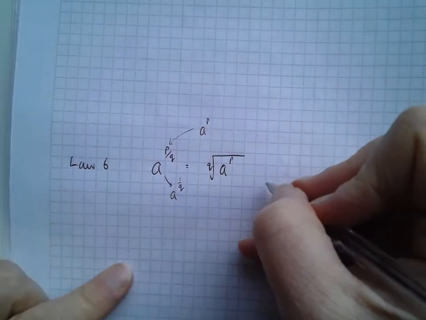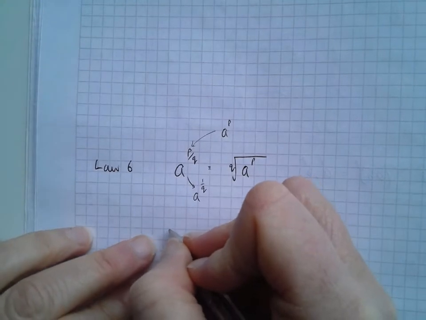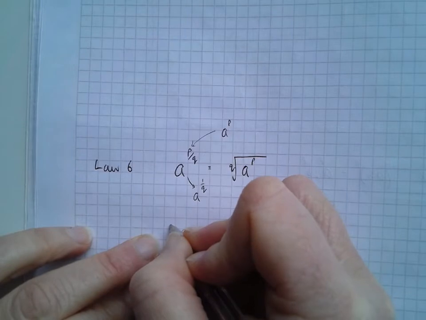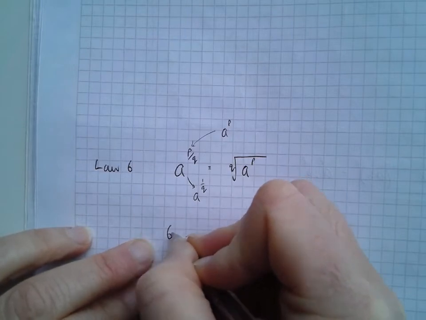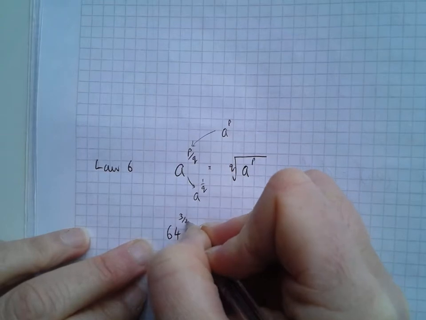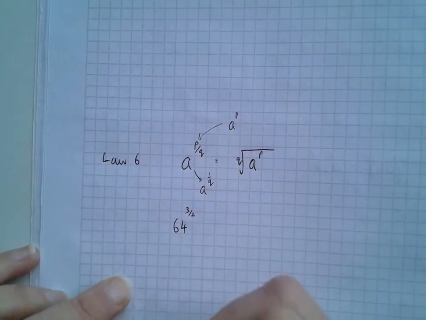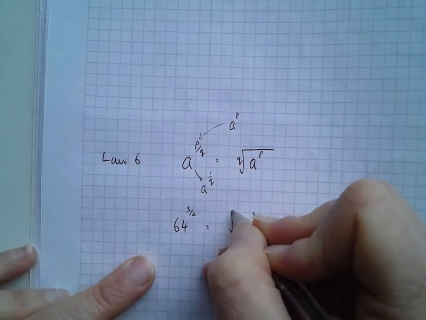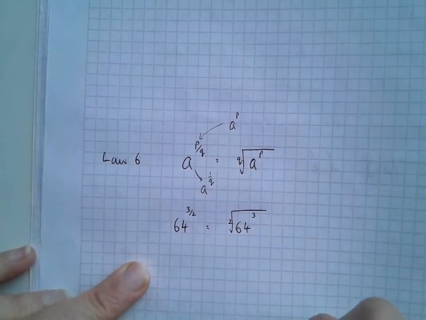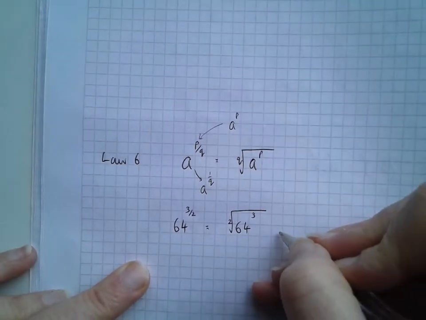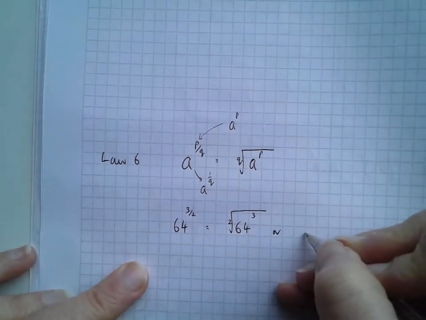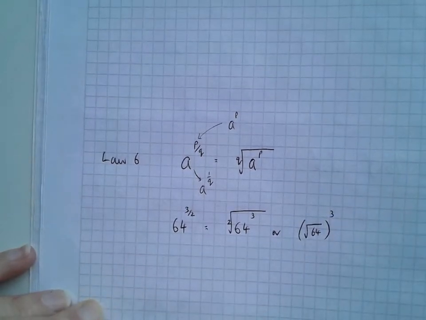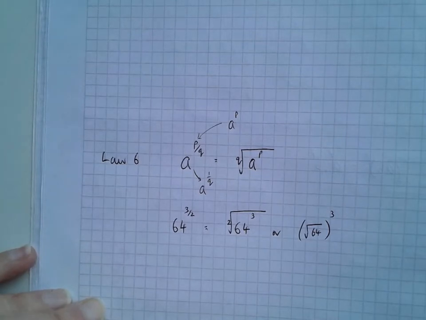So for example, with a number, I might have something like 64 to the power of 3 over 2. And what that means is it's 64 cubed, and then find the square root of it. Or it could mean the square root of 64 cubed. Both of those count as fine.